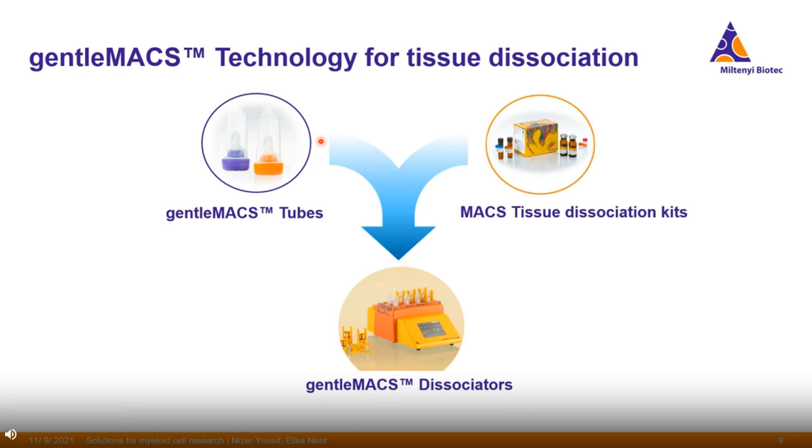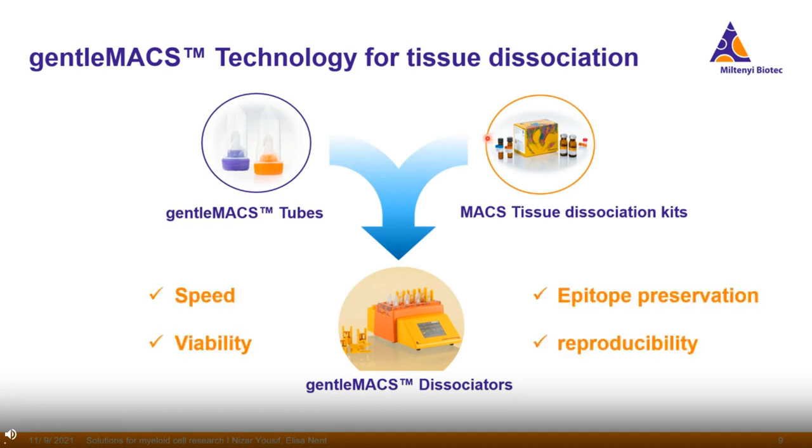So the combination of mechanical disruption using the GentleMax and its different tubing systems with the enzymatic digestion using optimized and highly purified enzymes in this technology enables efficient dissociations. So speed, viability, epitope preservation, and reproducibility are guaranteed.